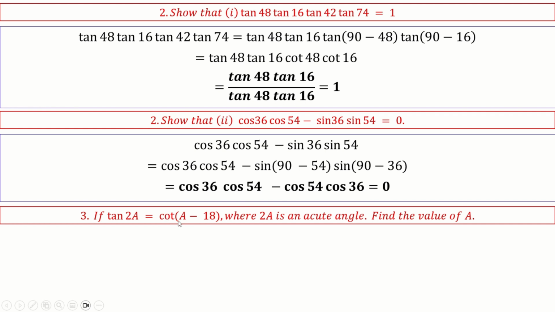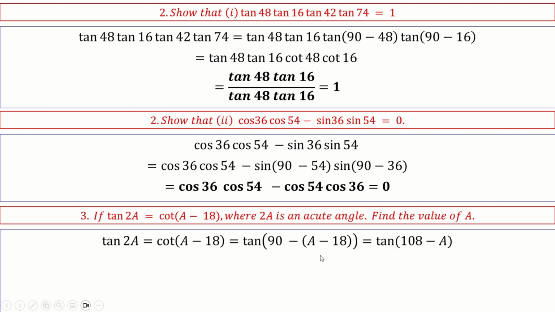If tan 2A equals cot of A minus 18, where 2A is an acute angle, find angle A. You just write the complementary angle so that both are tan, then you can equate the angles. So tan of 90 minus (A minus 18), which is 90 plus 18, equals 108 minus A. This is given as equal to tan 2A, right? So 2A equals 108 minus A, or A is equal to 36 degrees.